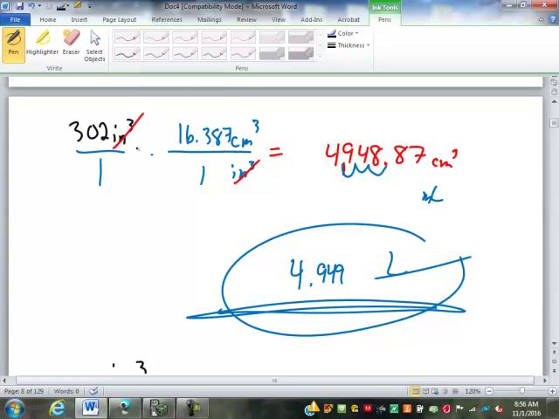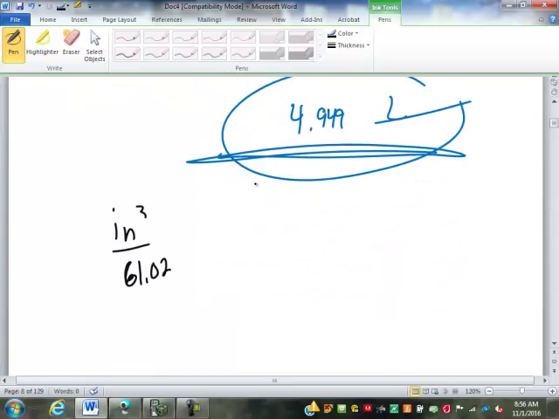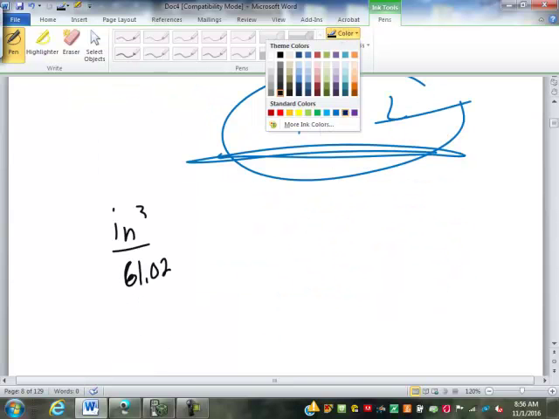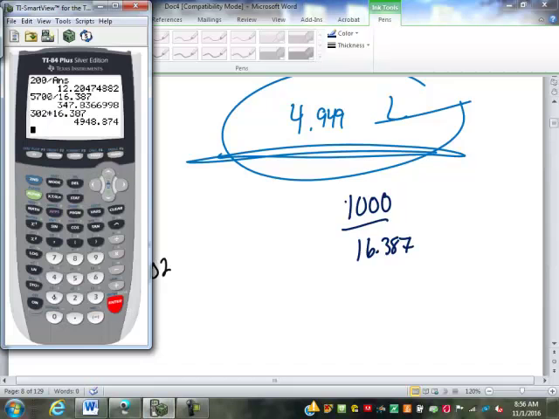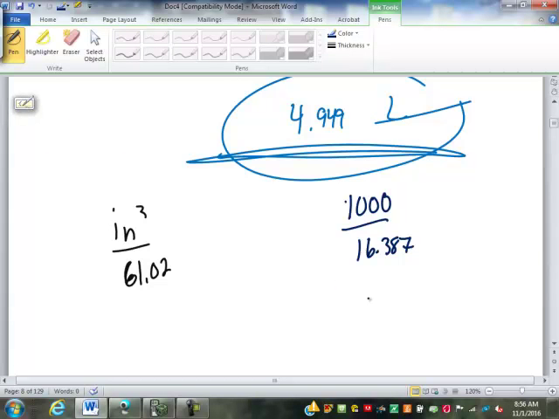You know where the 61.02 comes from? My book. Take 1,000 divided by 16.387. There it is, 61.02. So I don't know why they'd have you dividing by 61.02. I would have had you multiplying by 0.01639. To me, it's easier to multiply than it is to divide.